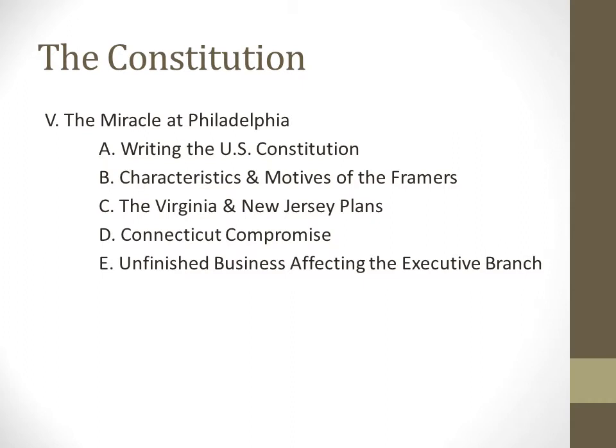What we have left is to deal with the other branches of government, specifically the executive branch. The framers had to decide on what to do with the executive branch: how many people should be involved in it, how much power it should have, things like that. The most controversial decision was the term of office for the executive and how to pick the person.